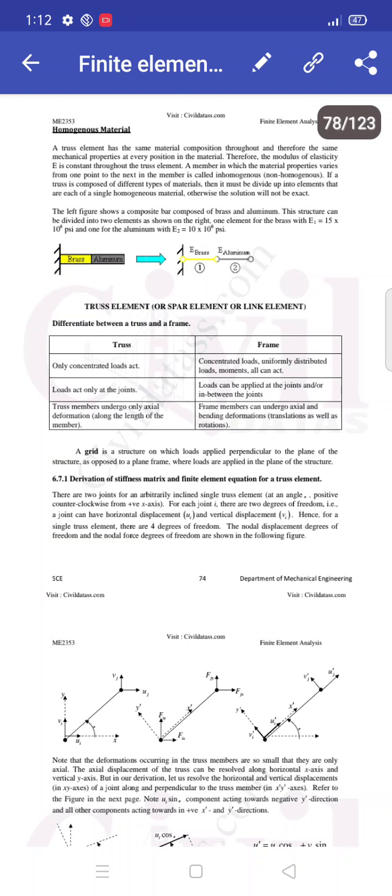The stiffness matrix is a finite element equation for a truss element. There are two joints for an arbitrarily inclined single truss element at an angle, positive counterclockwise from the positive x-axis. For each joint there are 2 degrees of freedom, that is, a joint can have horizontal displacement and vertical displacement. Hence for a single truss element there are 4 degrees of freedom.